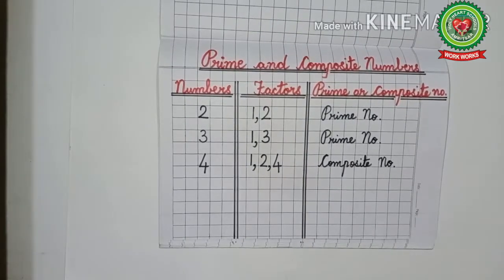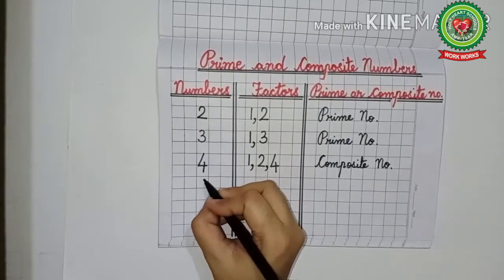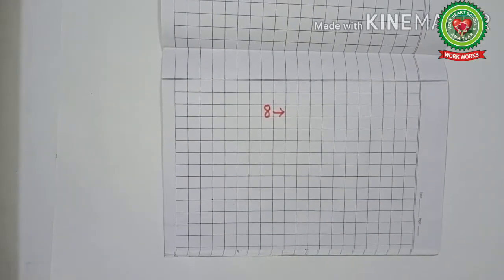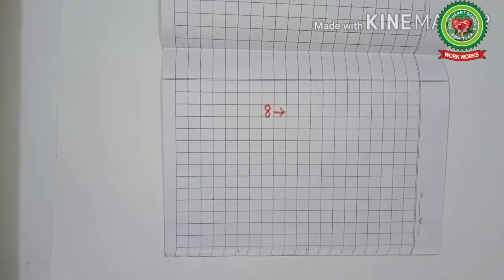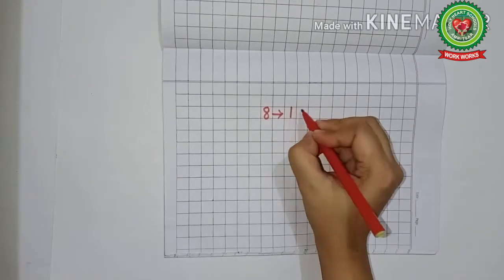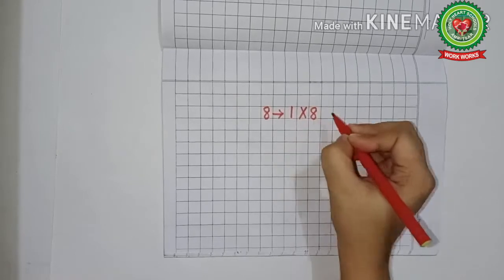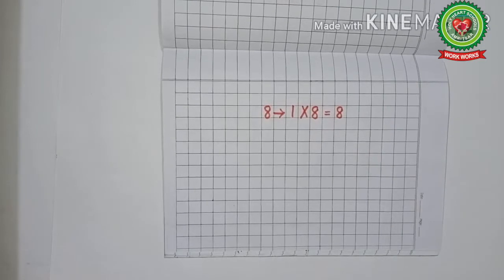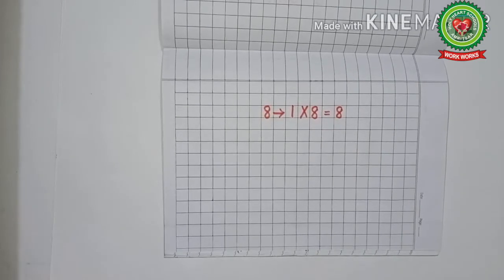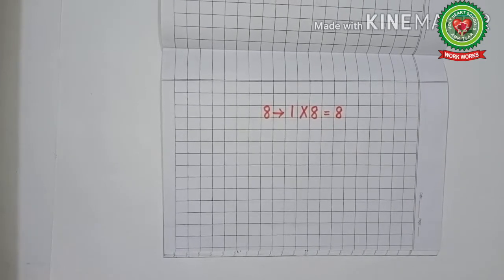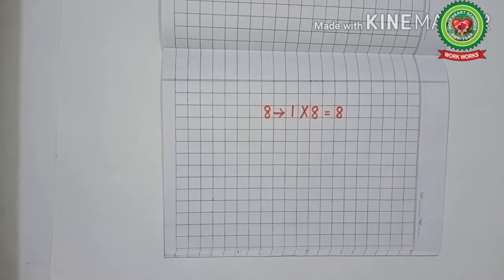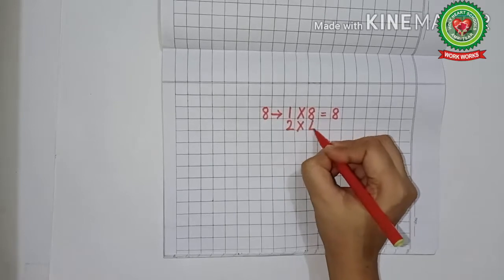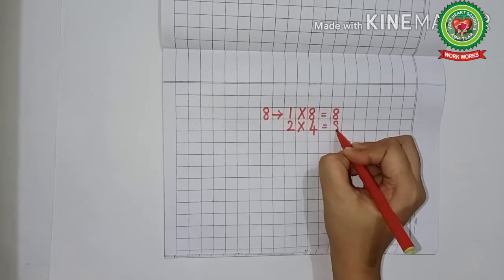Let us take one more number now. 8. Now let us see 8 comes in which table? 8 will come in the table of 1. 1 8s are 8. Now let us check 2's table. 2 1s are 2. 2 2s are 4. 2 3s are 6. 2 4s are 8. So 8 comes in the table of 2.